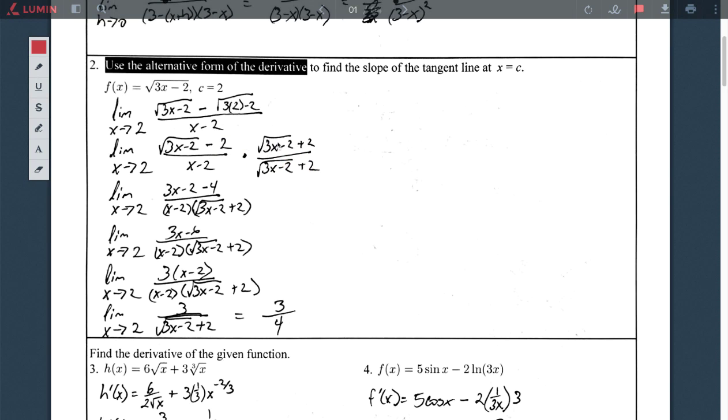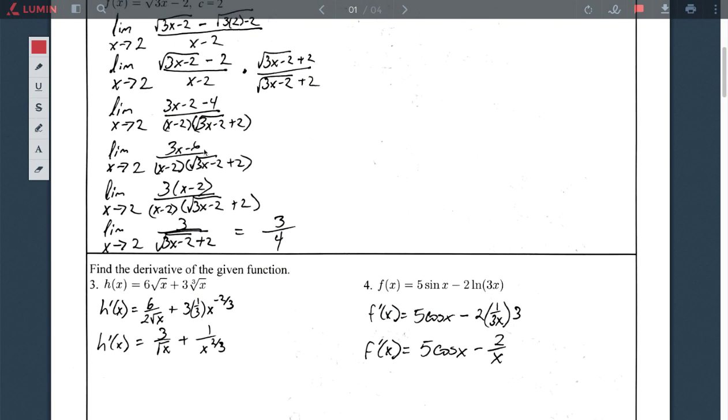Multiply by the conjugate in the numerator gives me 3x minus 2 minus 4. Remember, you're not multiplying the bottom together. Leaves me with 3x minus 6 on the top. Take a 3 out. I have 3 times x minus 2. The x minus 2's cancel. Leaves me with 3 over the square root of 3x minus 2 plus 2. I plug in 2, and that gives me 2 plus 2 on the bottom, and I end up with 3/4.